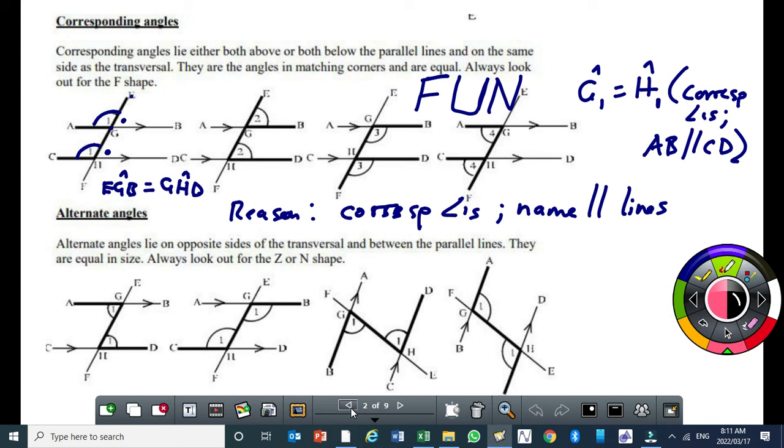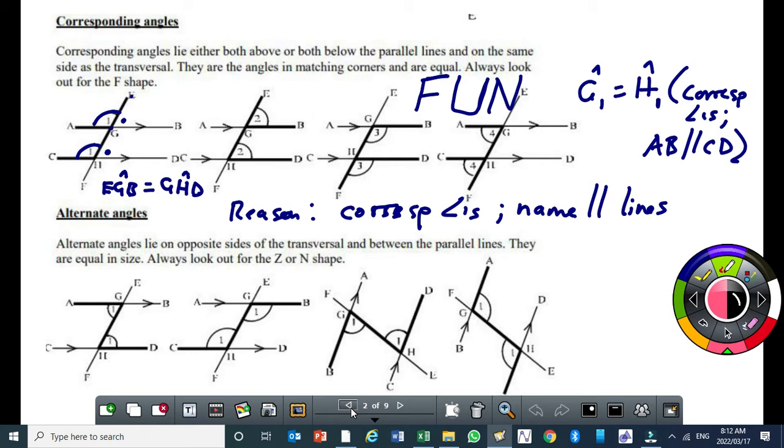Yesterday, under geometry of straight lines, I did a recap of adjacent angles on a straight line, vertically opposite angles, angles around a point, and then I moved on to corresponding angles. So today I'm going to carry on to alternate angles. Alternate angles are angles that are found on different sides of the transversal, but they will be inside two parallel lines.